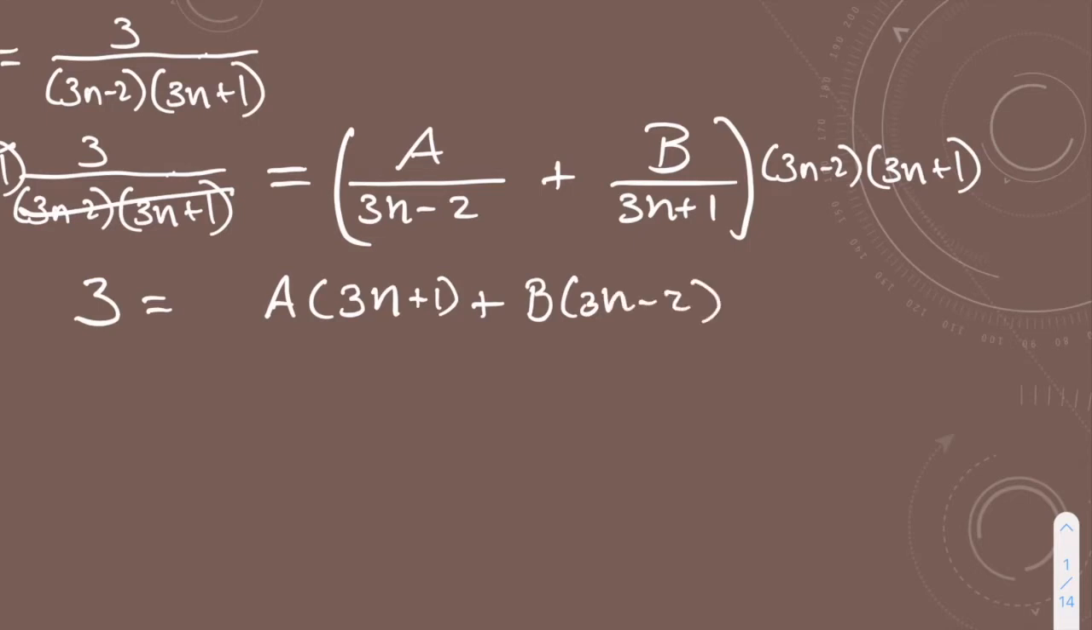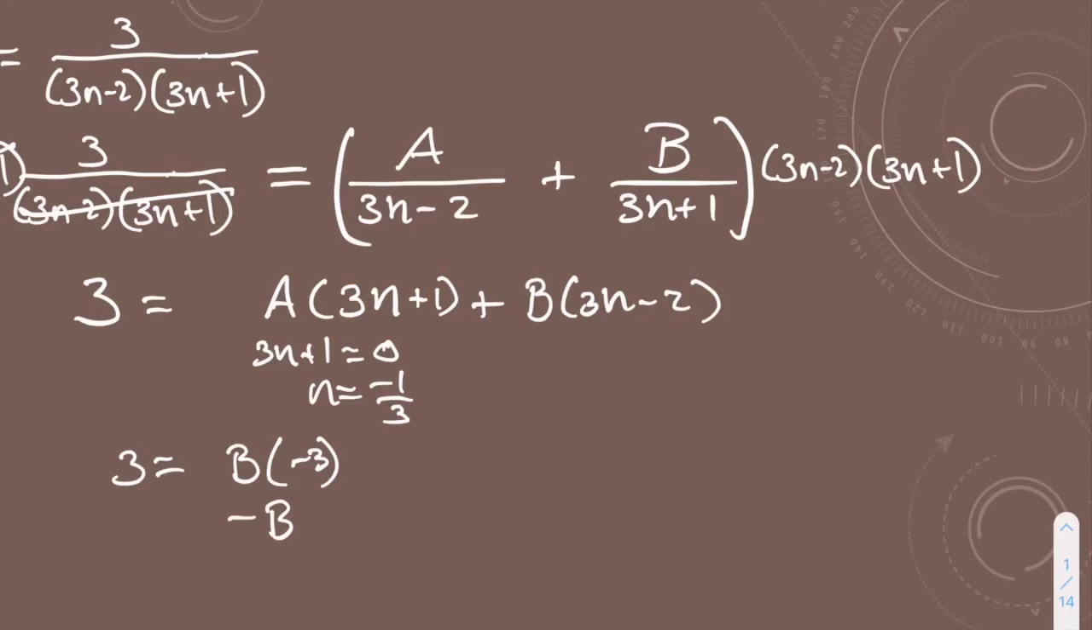Now, to solve for a and b, it's just a matter of finding the values of n that make that work. The easiest thing to do is to make a phrase like 3n plus 1 equal 0 so that we can solve for b. So 3n plus 1 is equal to 0 when n is equal to negative 1 over 3. So let's let n be negative 1 over 3. That already takes care of the a, turning it into 0. And so we end up with 3 is equal to b times, with n equal to negative 1 over 3, negative 1 minus 2. That's a negative 3. So b then ends up being negative 1.